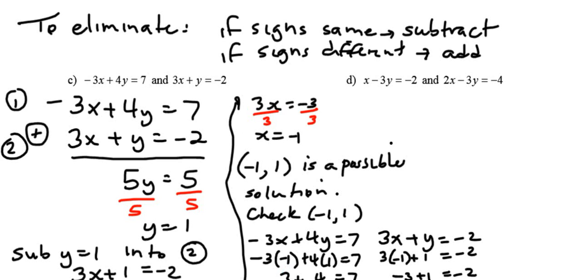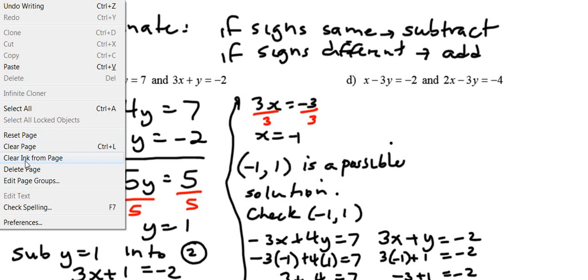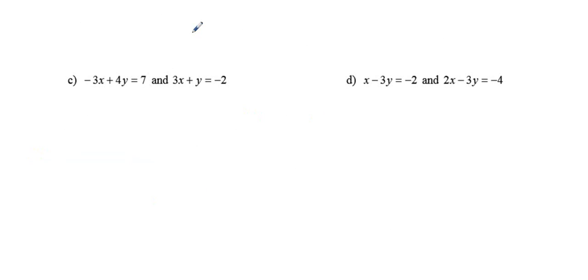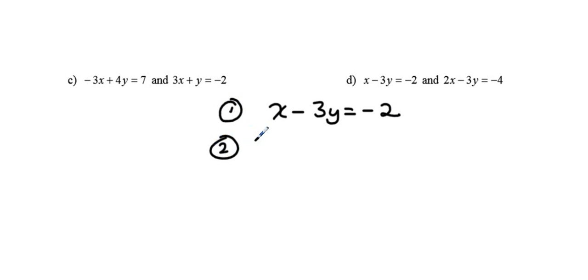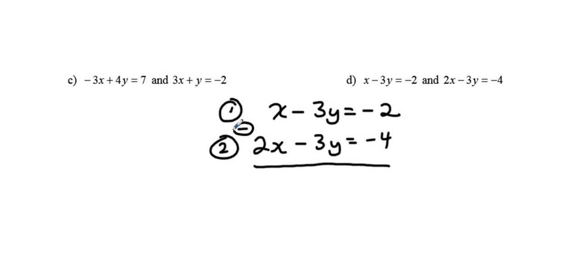Okay, so what I'm going to do here is clear the ink from the page because there's not enough room here to do this one. So here we go. We're going to set this up, x minus 3y equals -2. That's our first one. And our second one is going to be 2x minus 3y equals -4. All right, well, I don't have the same coefficient here, so I don't want to try and eliminate the x's. But I can see that I have the exact same coefficient here. And we decided what the rule was, remember, if the signs were the same, you subtracted. So we're going to subtract.